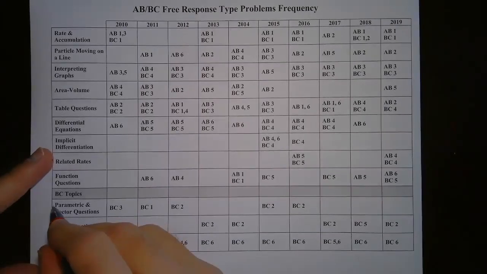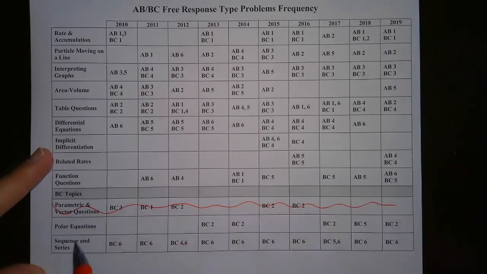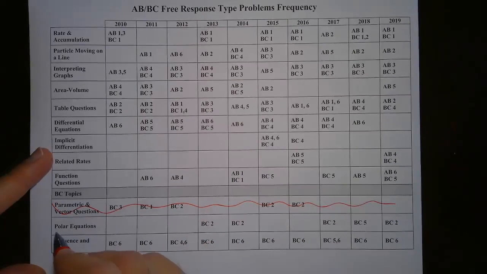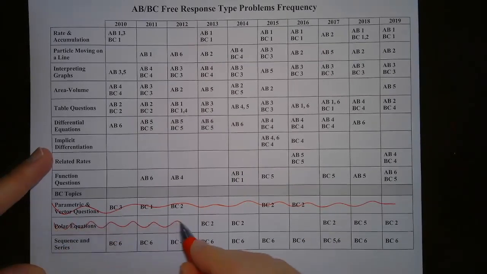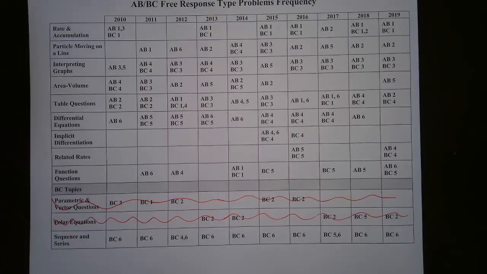So what I want you to do is just go ahead and cross this out, because you're not going to have any questions that deal with parametric or vector questions, and you're not going to have anything that deals with polar equations. The only thing that's left is sequences and series. They're going to ask you that because they want to know that you know the BC stuff. So they are definitely going to ask you this. And look, it's on every single exam, every single year. So we're going to spend a whole week going over a lot of these different types of problems, okay?